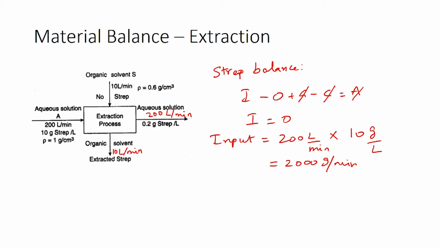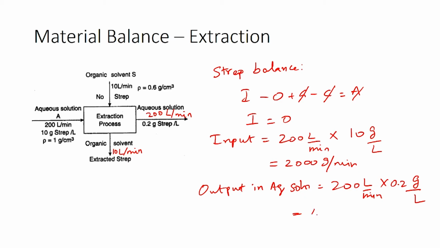Now, we need to calculate the output flow rates for streptomycin. We know that the concentration of streptomycin in the raffinate solution which is leaving is 0.2 grams per liter. So, in the aqueous solution you have an output of streptomycin as 200 liters per minute times 0.2 grams per liter. So, this means in the aqueous solution you have 40 grams of streptomycin leaving the system per minute.